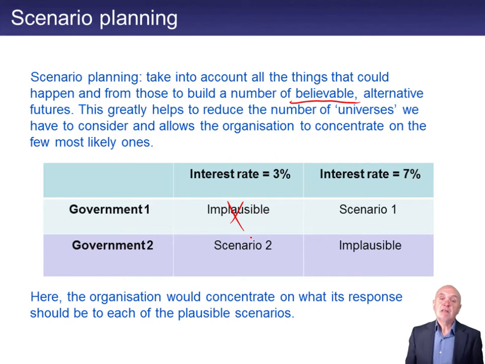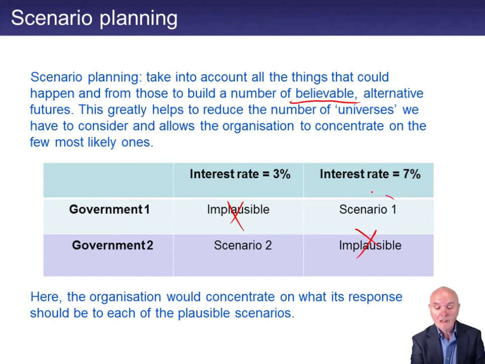If Government 2 gets in, it's more the government for austerity, if you like. It doesn't want to spend lots of money, doesn't want to borrow a lot. It will keep interest rates down. The chance of interest rates going down if Government 1 gets in, and of them going up if Government 2 gets in, is very small. So really what we have are two believable scenarios that we can plan for.